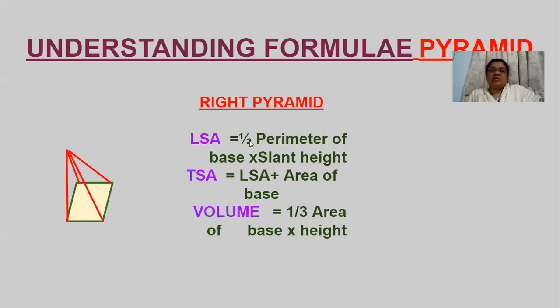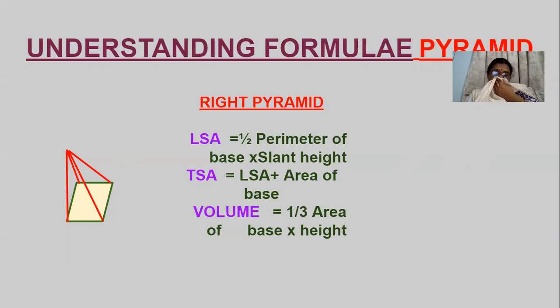The LSA will be half of the perimeter of a base into slant height, and TSA will be LSA plus area of a base, and volume will be 1/3 of area of a base into height. Here it is half the perimeter of a base, whereas look at the volume of the pyramid, it is 1/3 of area of a base.